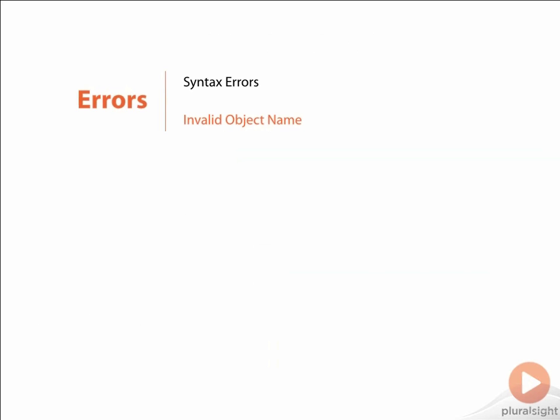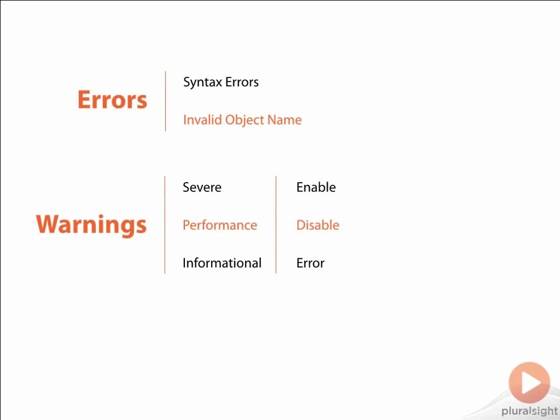Like the procedures, compiling functions can lead to errors and warnings too. The discussion of errors and warnings we had for procedures is also applicable for functions, and so we will just briefly talk about them over here. Some conditions which can raise errors are syntax errors or invalid object names being referred to in the function. Starting with version 10g, Oracle can also give us warnings. The warning categories are severe, performance, and informational, and these categories can be enabled, disabled, or treated as errors.